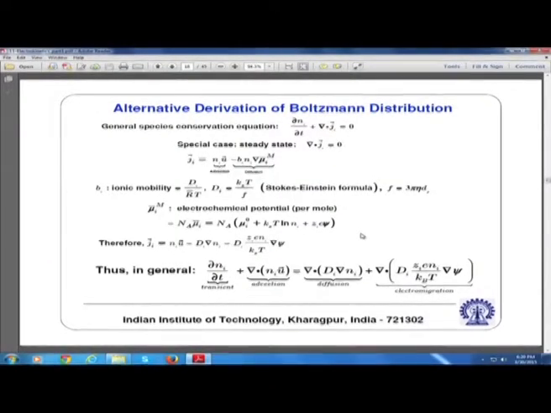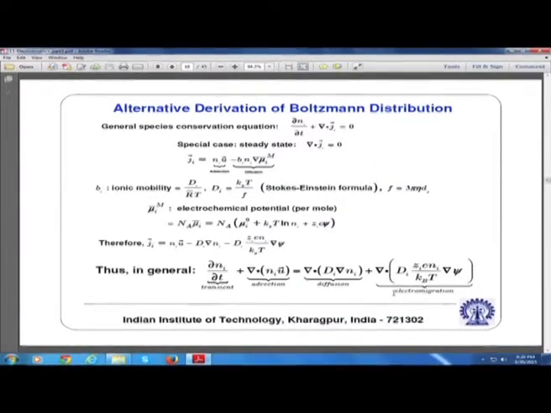So, you have del Ni del t plus del dot Ni u. This is the transient term, this is the advection term. Del dot Di del Ni plus del dot Di Zi e Ni by kBT grad psi: this is diffusion and this is electromigration.